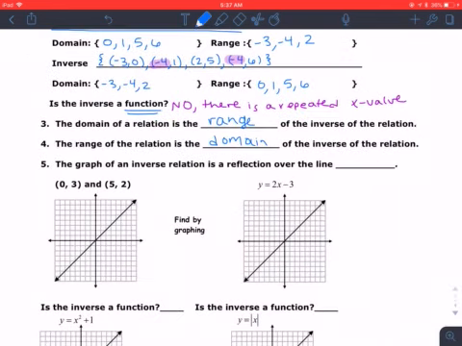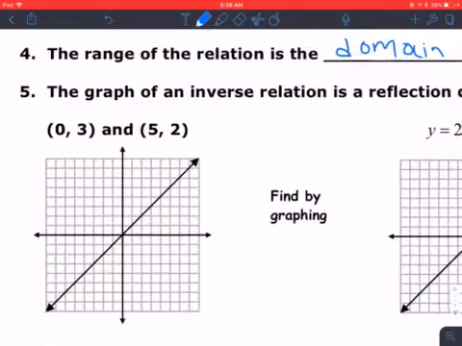Alright, the graph of the inverse relation is a reflection over the line y equals x. And this should make sense because if we're switching x and y, we're just going to flip them over that line where y is equal to x. Alright, so let's go ahead and graph a couple of examples.